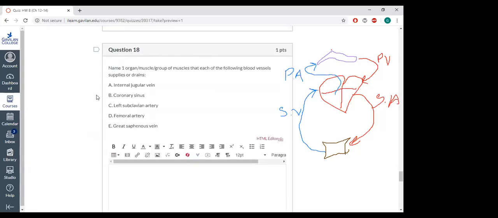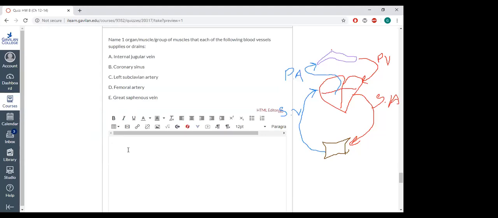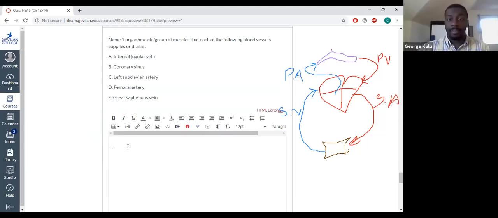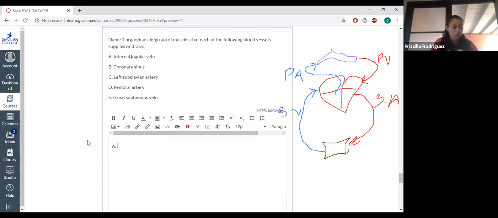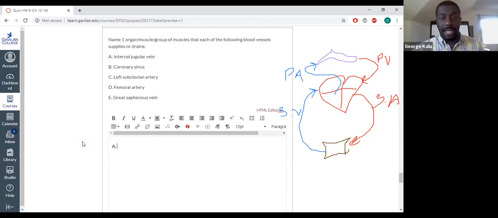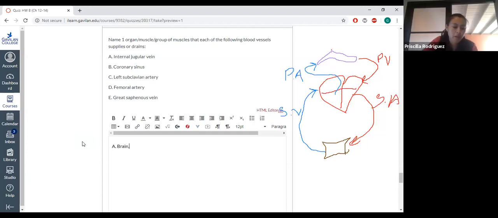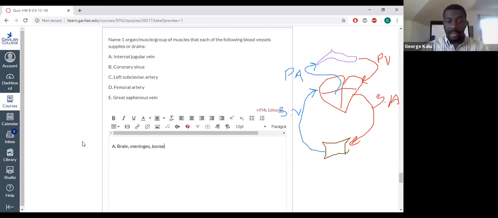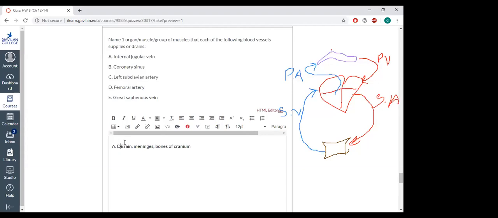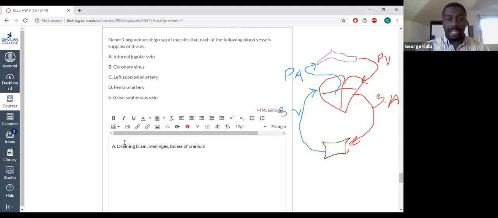All right, number 18. So name one organ or muscle, or group of muscles that each of the following blood vessels supplies or drains. Okay. So if we're looking at the internal jugular vein, what's one thing that the internal jugular vein will either supply or drain? I have the brain, meninges, the bones of the cranium, muscles of the face and neck. Right. So the brain, meninges, and then bones of the cranium. Okay. So is this going to be supplying blood, or is this going to be draining blood from somewhere? Draining. Right. So it's going to be draining from the brain, the meninges, and the bones of the cranium.